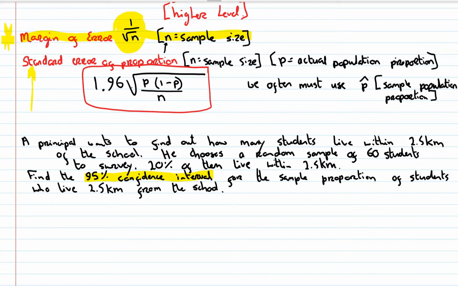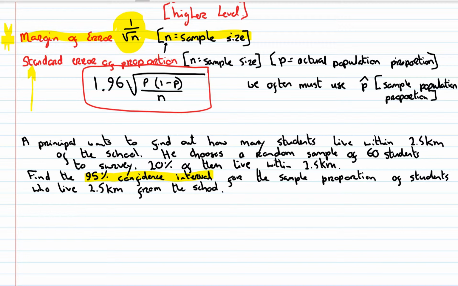It's 1.96. That's actually 1.96 standard deviations, multiplied by the square root of p multiplied by 1 minus p over n. N here again stands for our sample size, and p stands for our population proportion.